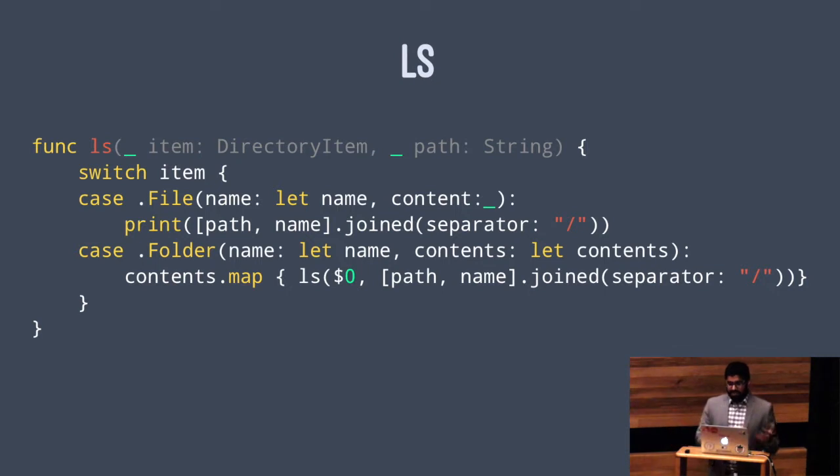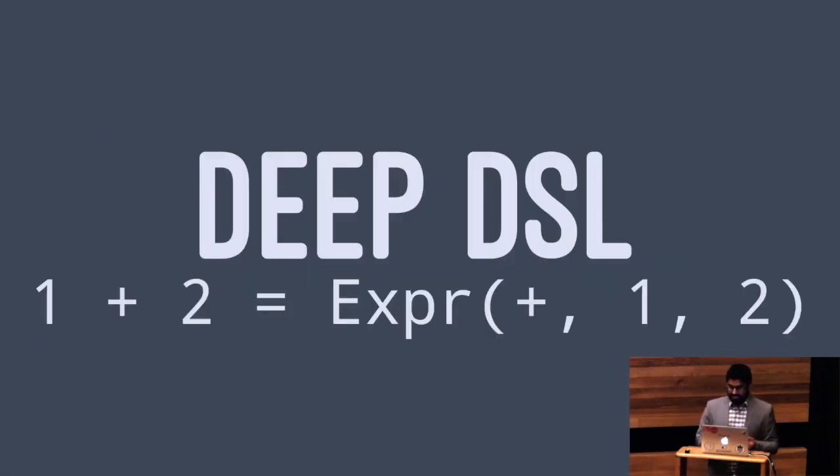Now, what we've done here is we've created a file hierarchy DSL that is otherwise known as a deep DSL, or a deeply embedded DSL. A deeply embedded DSL is one that results in a complex representation. So in this case, 1 plus 2 is equal to the expression of the sum operator and 1 and 2. Normally, you would expect 1 plus 2 to equal 3, but in this case, it's actually describing, similar to the IO monad, what the output of this operation should be.